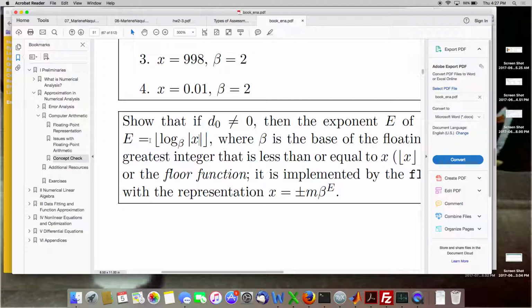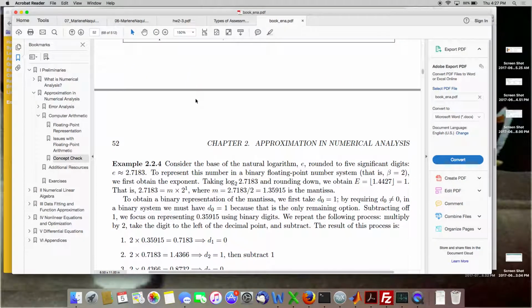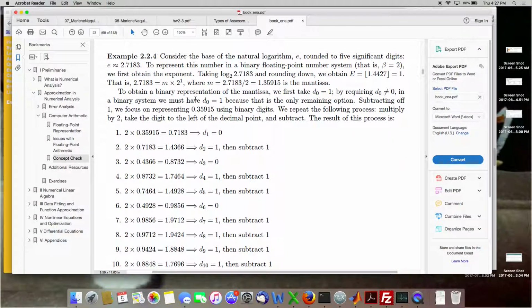Can you go to example 2.2.4? So you found the exponent by using the formula x equals mantissa times beta to the power exponent, isn't it? Yeah, that's what happened here. I take the log of it to base 2, round down to get 1. But when you use the formula, you actually don't plug in the number for the mantissa to find the exponent.